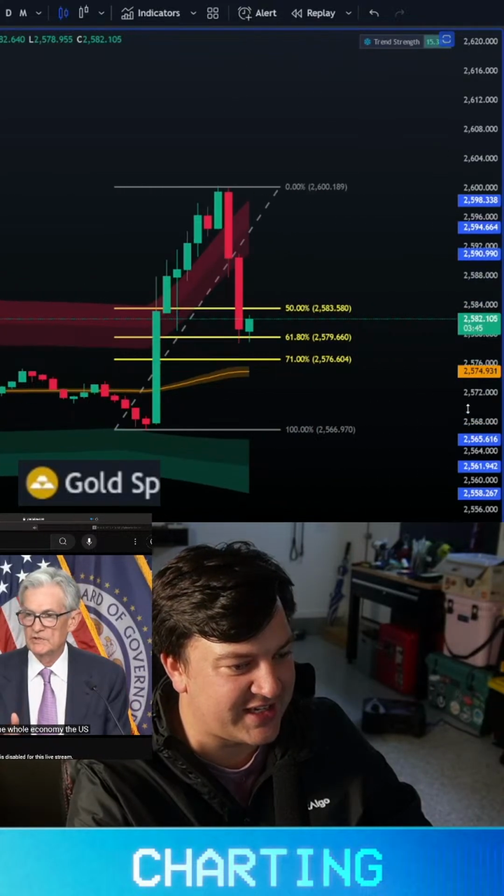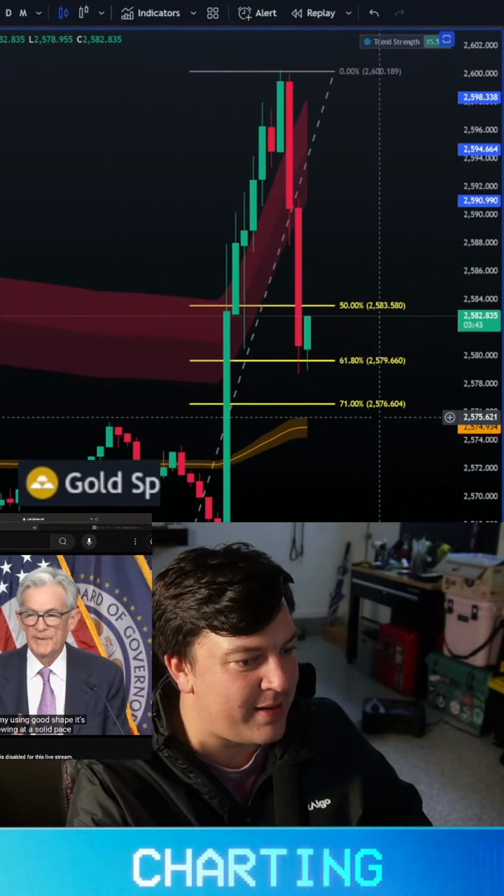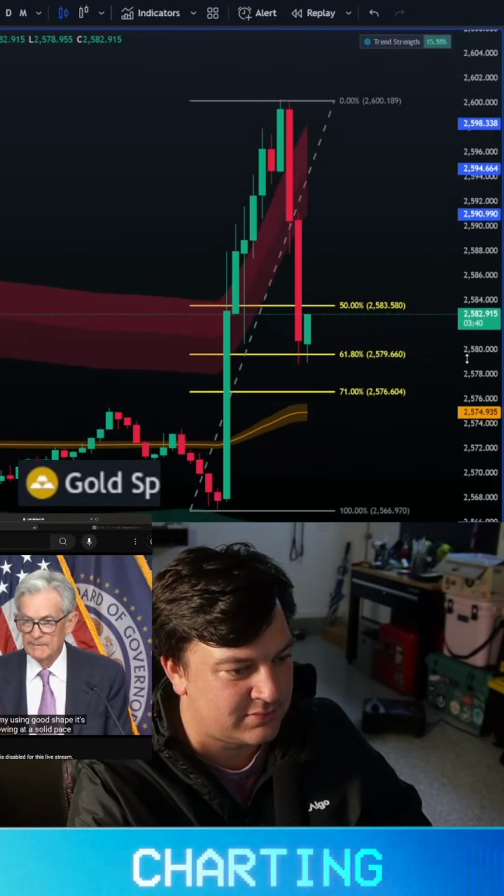The US economy is in good shape. It's growing at a solid pace. Inflation is coming down. The labor market is in a strong pace.